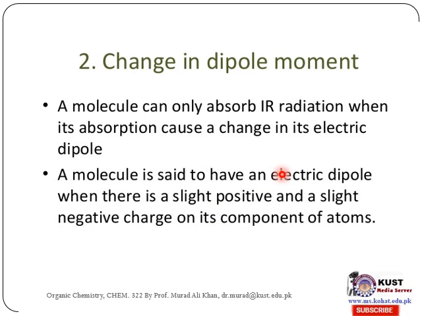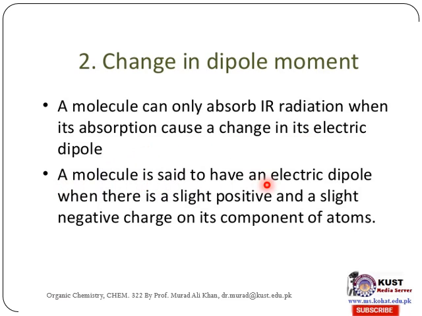What happens in the IR, or what the IR radiation causes in the molecule, and what are the necessary conditions for a molecule to absorb the IR radiation. A molecule can only absorb IR radiation when its absorption causes a change in its electric dipole.